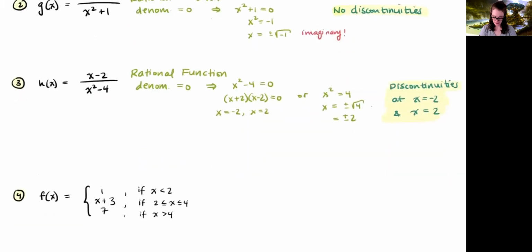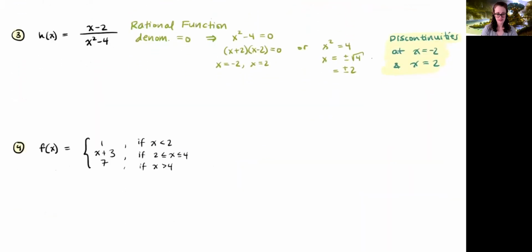Okay, example number 4 is a lovely piecewise function. It is f of x equals 1 if x is less than 2. It's x plus 3 if x is between 2 and 4, and then equal to 7 if x is greater than 4.